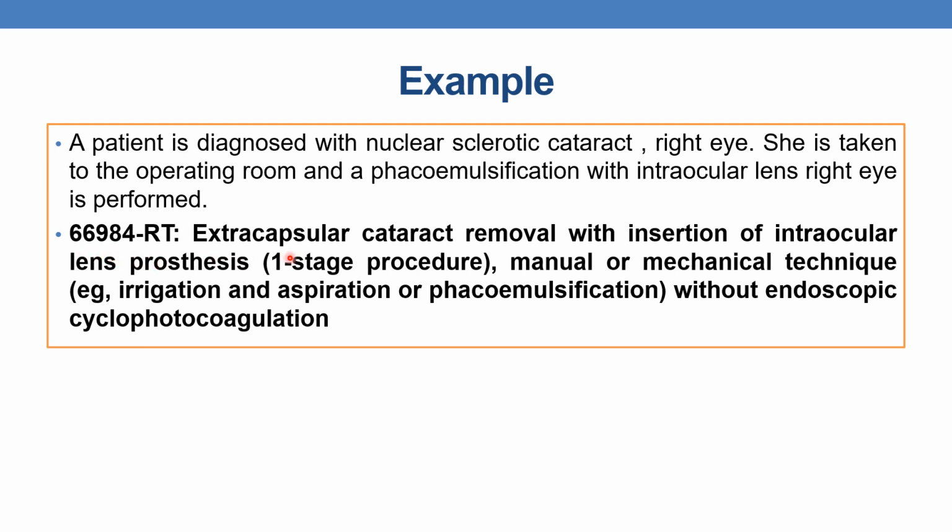66984 deals with extracapsular cataract removal with insertion of intraocular lens, one stage procedure, manual or mechanical technique, for example, irrigation and aspiration or phacoemulsification. In the current example, phacoemulsification is performed without endoscopic cyclophotocoagulation.